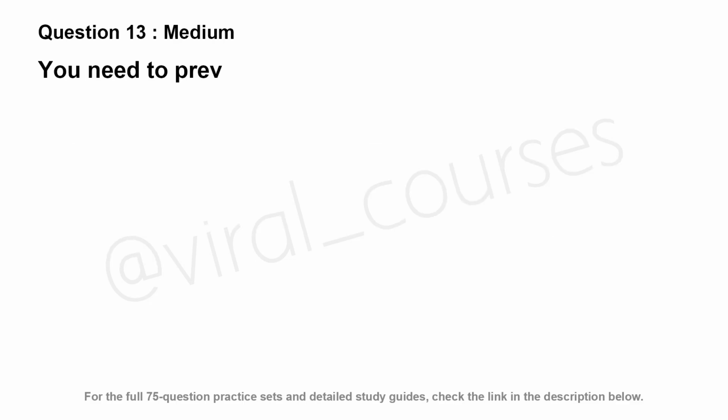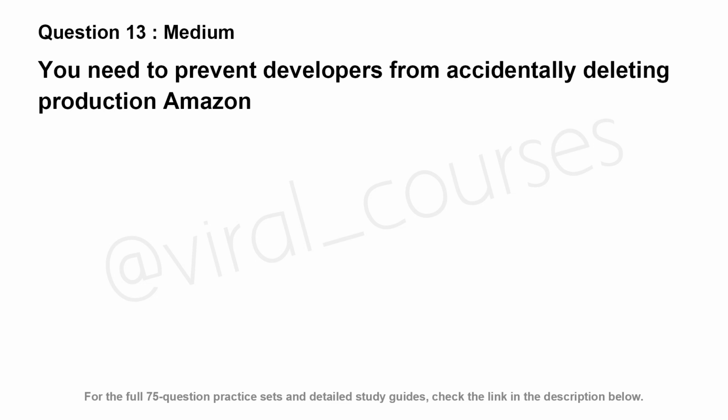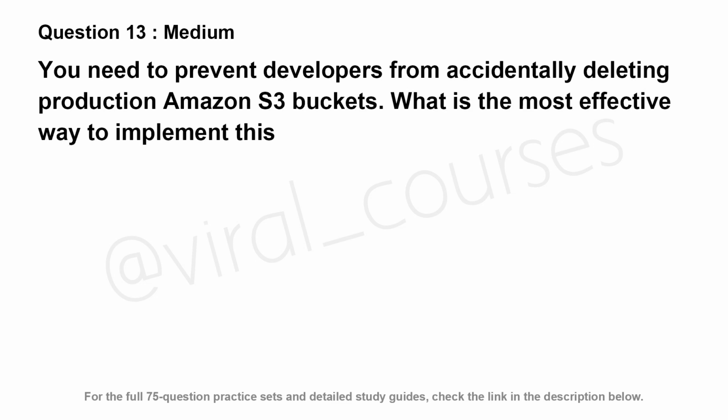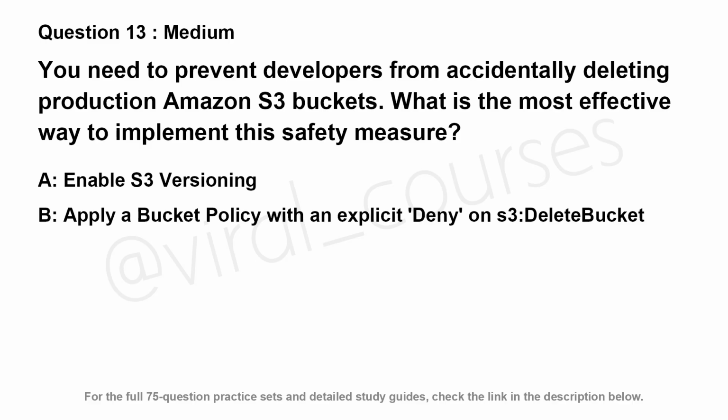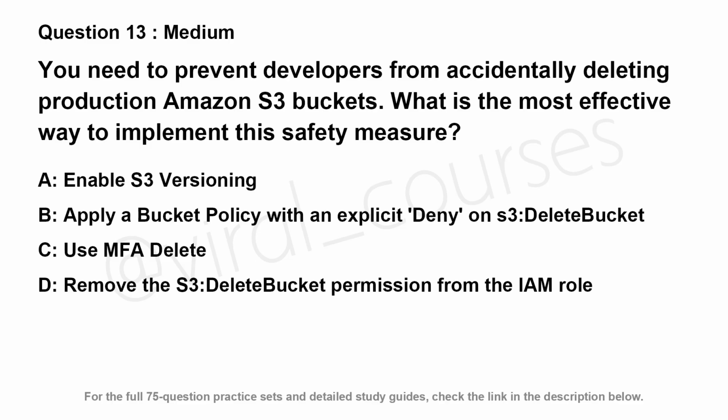You need to prevent developers from accidentally deleting production Amazon S3 buckets. What is the most effective way to implement this safety measure? Option A. Enable S3 versioning. Option B. Apply a bucket policy with an explicit deny on s3:DeleteBucket. Option C. Use MFA delete. Option D. Remove the s3:DeleteBucket permission from the IAM role.